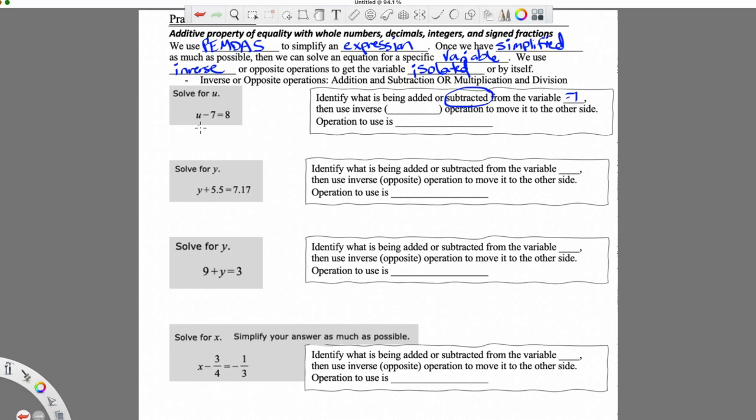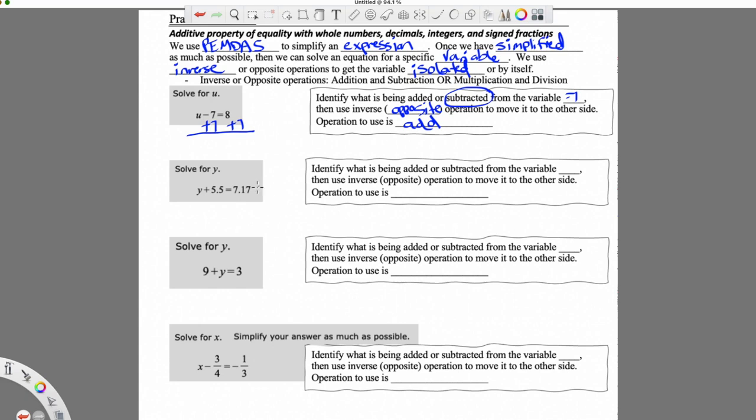So we're going to use the inverse or opposite operation to move it to the other side. If it's being subtracted, we want to add. So I'm going to say plus 7. I don't want to know what u minus 7 is. Something happened to the u, I'm taking 7 away from it. I want to add the 7 back so that I know what it was to begin with. It's like a little investigation to go back to the beginning.